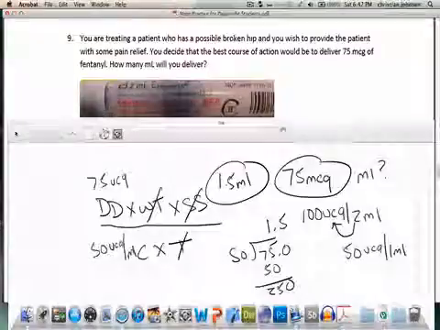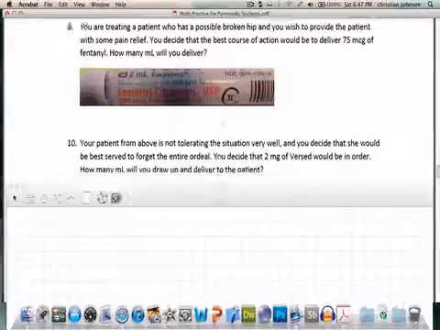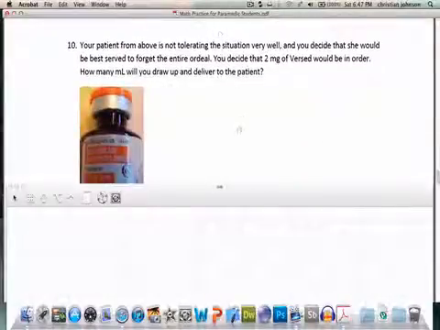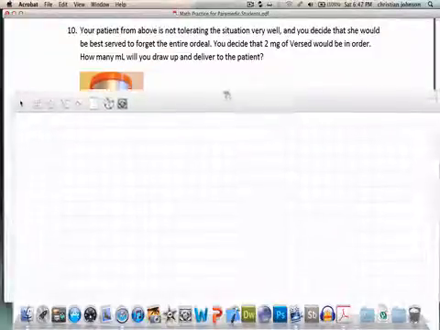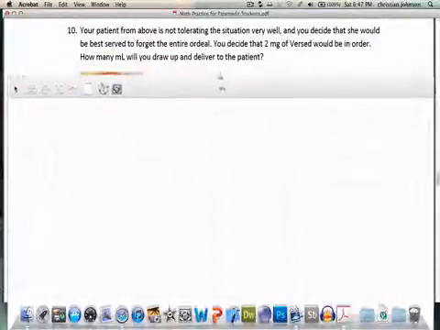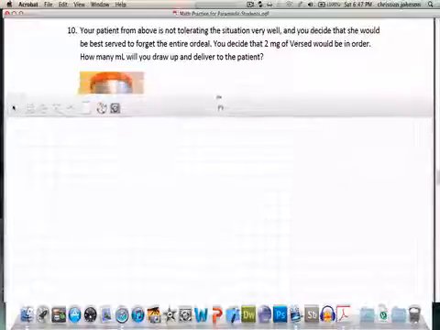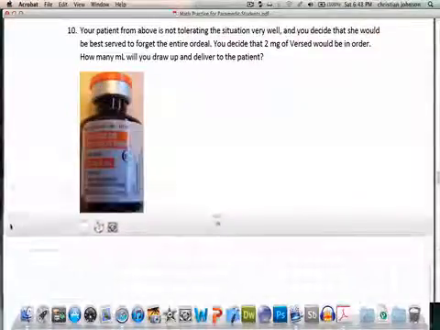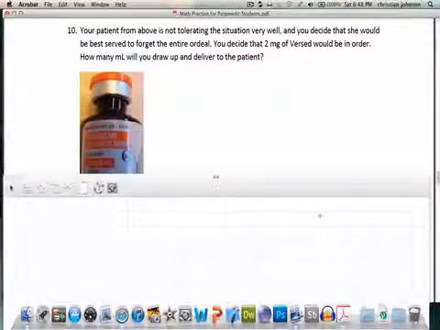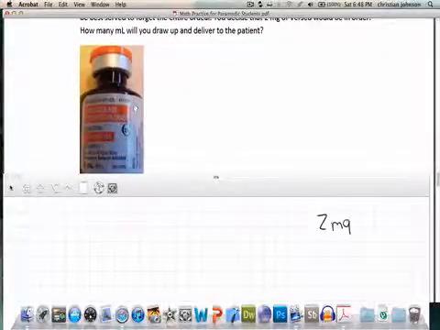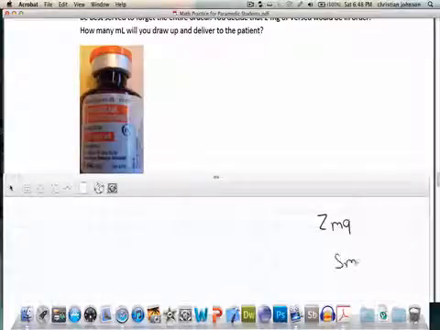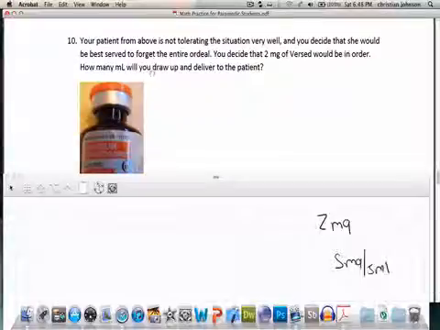All right, you getting the pattern here? Pretty cool stuff. We'll do one more, then we're going to call this a day. Another bolus. Your patient from the above is not tolerating the situation, so you need to give her some Versed. I need to give 2 milligrams of Versed. I have a vial here that has 5 milligrams in 5 mLs. How many mLs do you draw up?